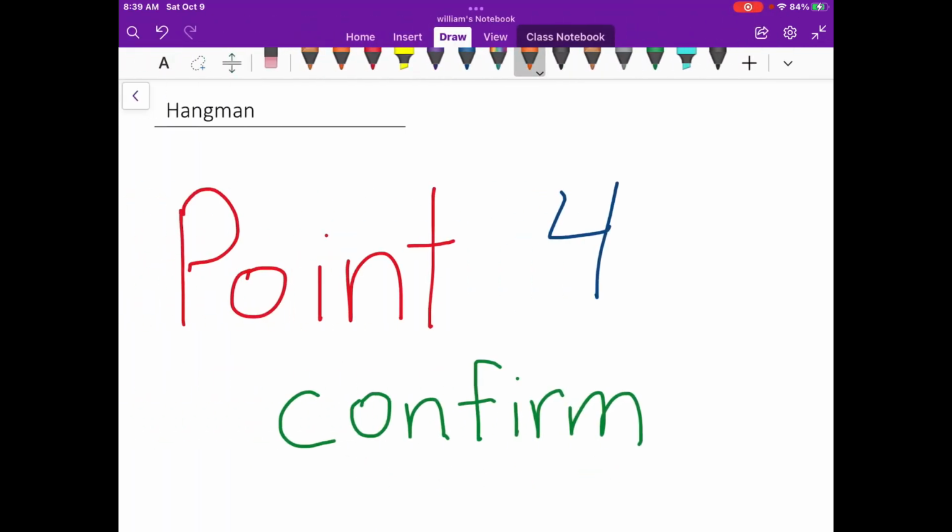I mentioned earlier in the video that when the student guesses a letter, I would first write the letter on the whiteboard to confirm the letter that he or she said. That's important because sometimes you may hear a B, but the student is actually saying V.